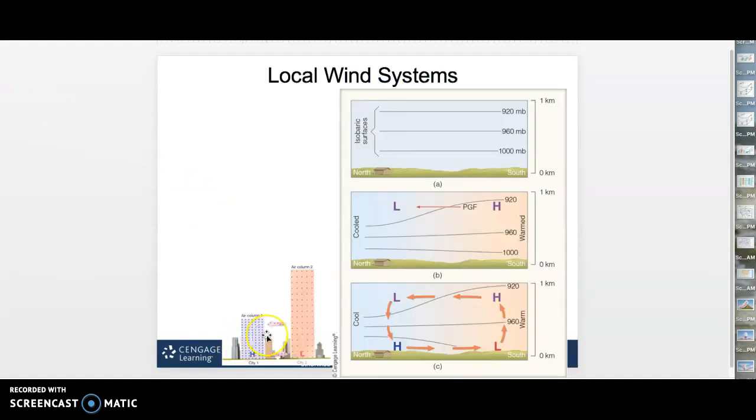Let's start with what you know first. You know that you had two columns of air in the city. They were identical columns of air. You cooled one of the columns. You heated the other column. That resulted in high pressure aloft and low pressure aloft.